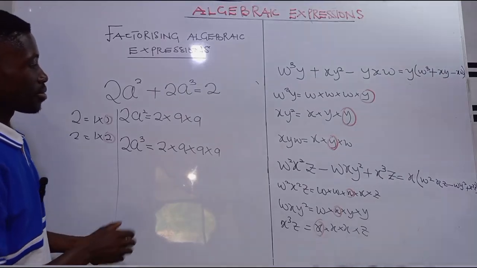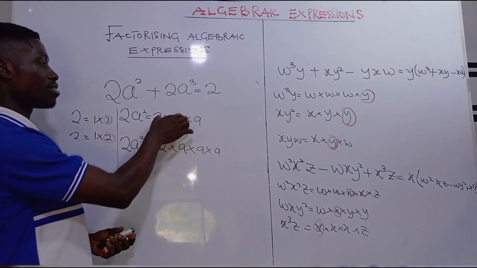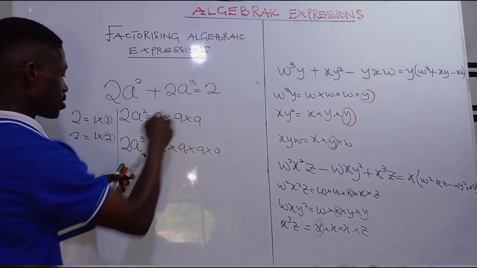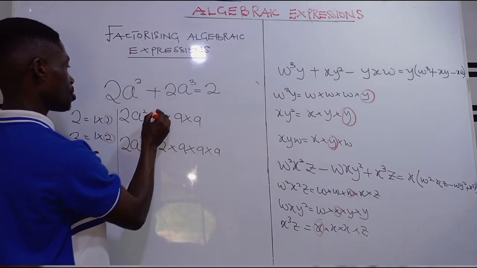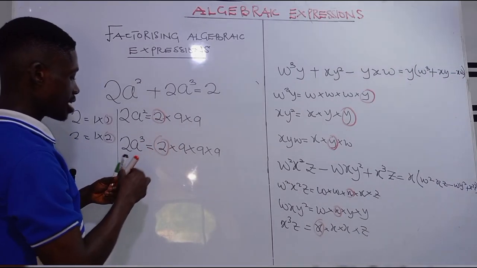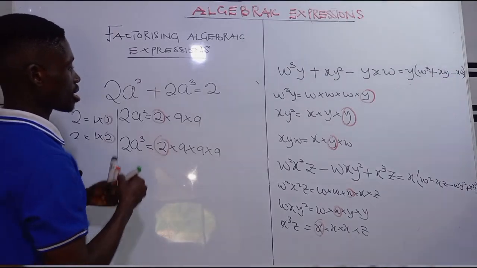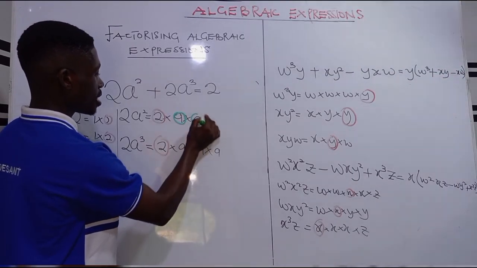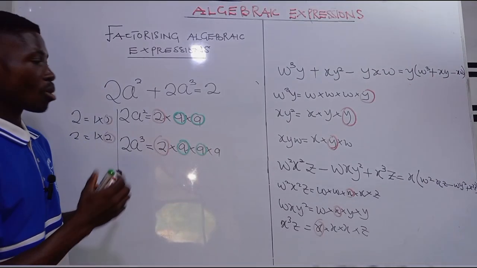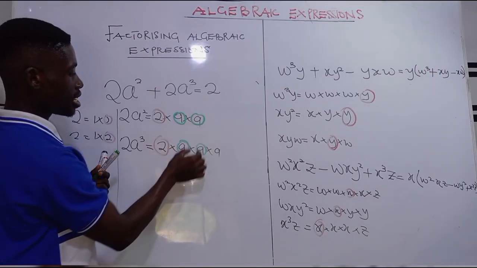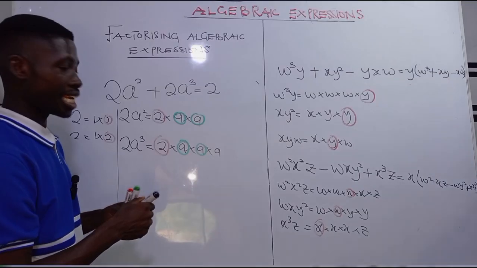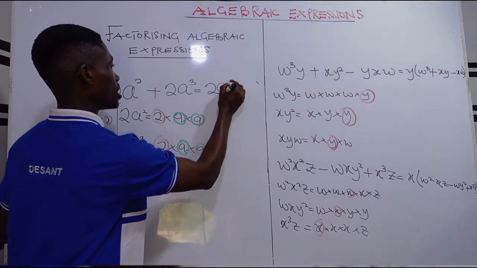So after that, we find the factors that are common to these very terms. So we have 2. 2 has already been written down. We also have a, and then a, and then a. So the common factors, we have a, and then 2. So a times a will give us what? a squared. So we have a squared.